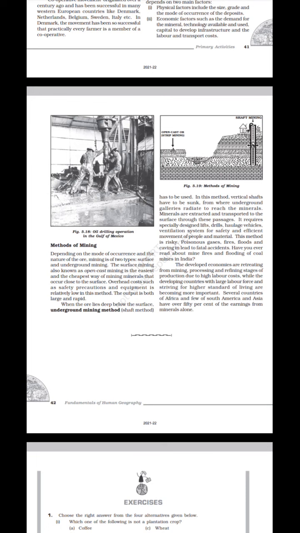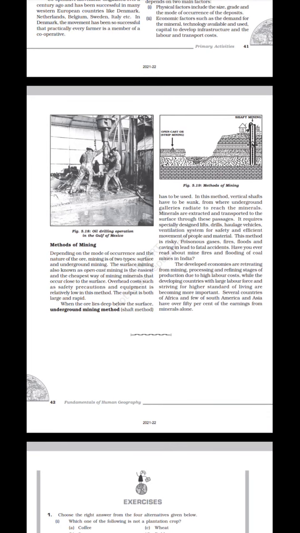When the ore lies deep below the surface, the underground mining method, the shaft method, has to be used. In this method, vertical shafts have to be sunk from where underground galleries radiate to reach the minerals. Minerals are extracted and transported to the surface through these passages. It requires specially designed lifts, drills, haulage vehicles, and ventilation systems for safety and efficient movement of people and material.